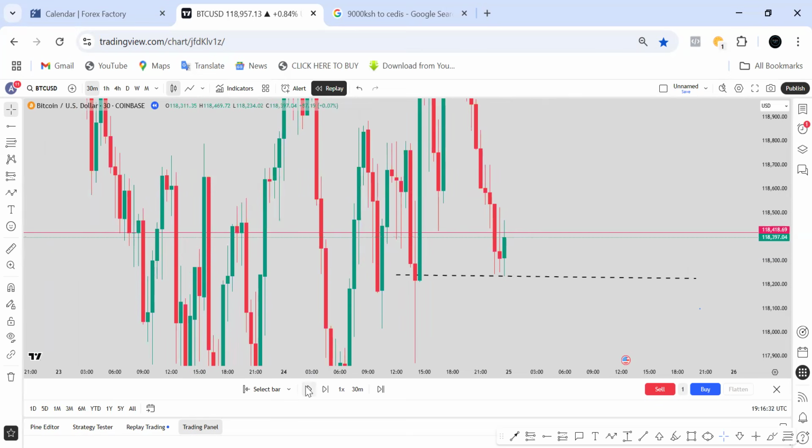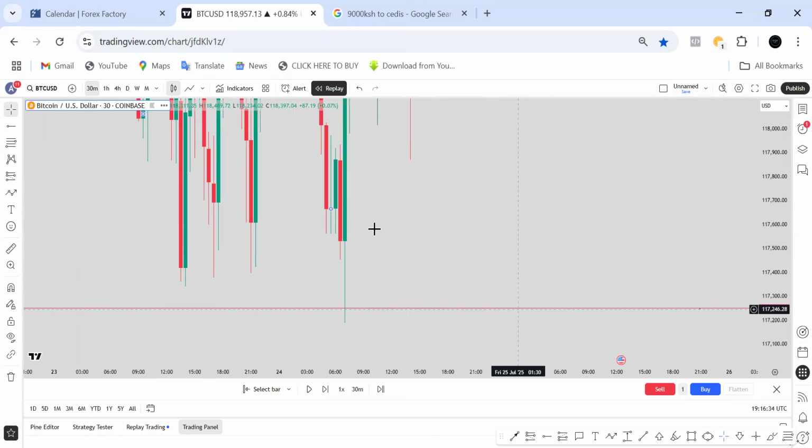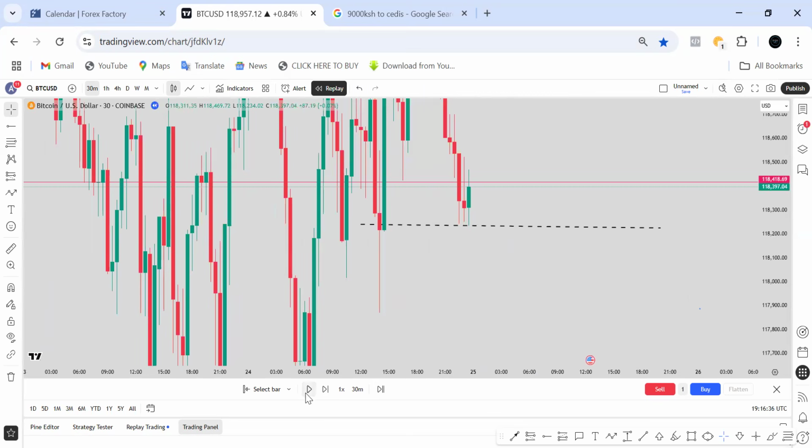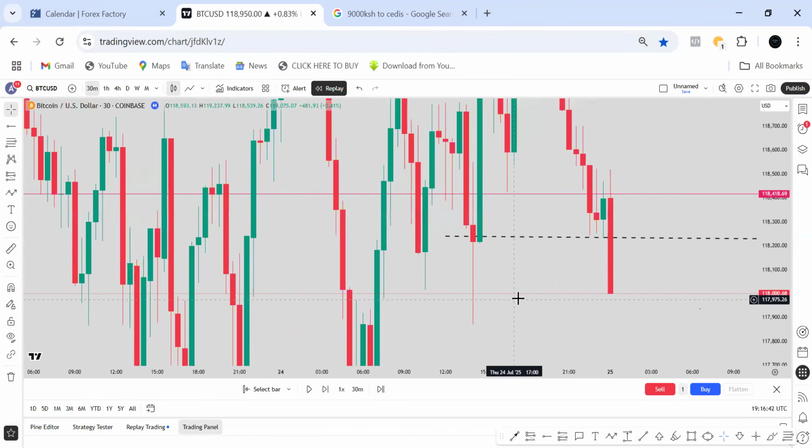So this is what I will do. This will be my target, right? I will have to wait for a candle to close in my favor. Wow. So at this point, this is how I would have taken the trade.